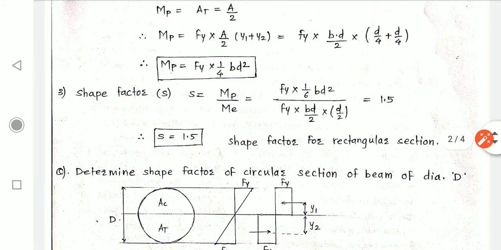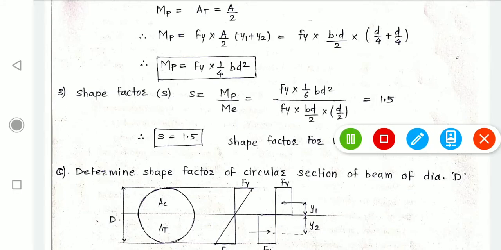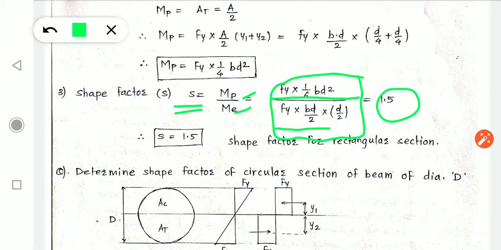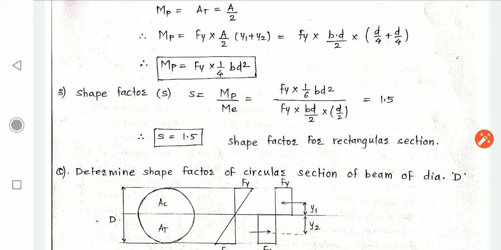Understood? Now calculating shape factor is the last step of this question. How to calculate shape factor? Shape factor is MP by ME. MP is Fy into 1 by 4 BD square and ME is Fy into BD by 2 into D by 2. So if we simplify it, it gives us a value 1.5. That's the value of shape factor for a rectangular section.